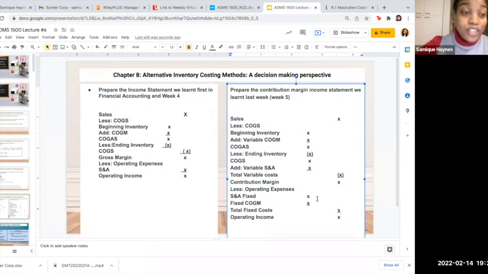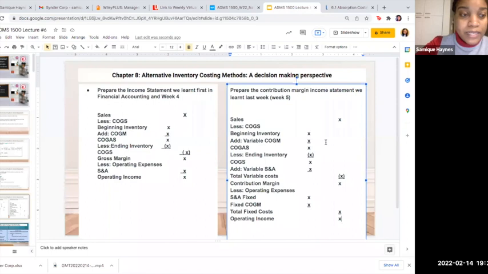That's why it took so much time typing this all out. The contribution margin income statement that we did last week versus the one that we did before. What is the difference that you see? A very basic difference. Anybody see a basic difference? Something about the variable components, yes.